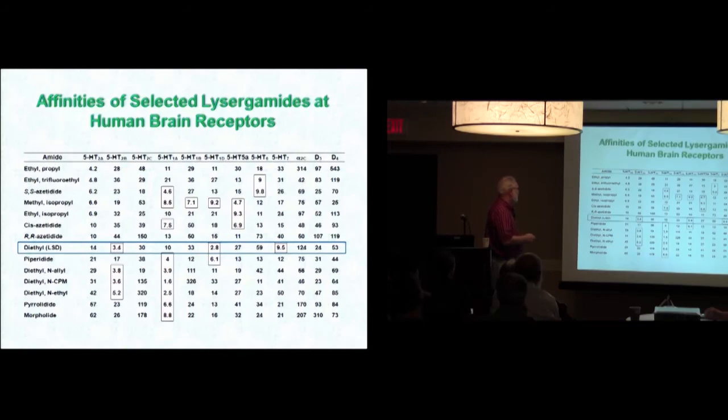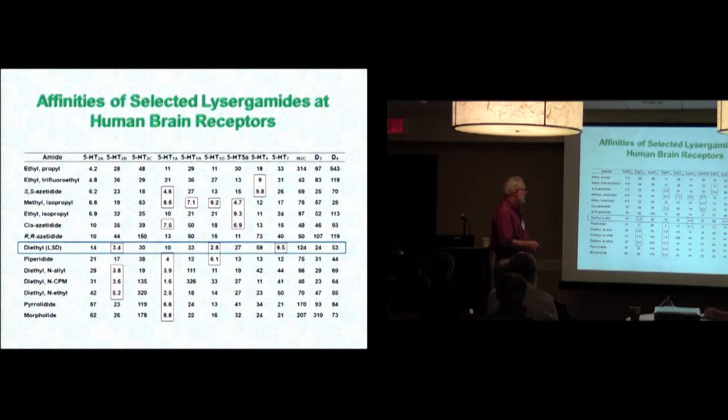The S-azetidide we published on years ago, and I'll show you a slide with that. Methyl isopropyl, lamid, ethyl isopropyl, cis-azetidide, the piperidide, and then some N-allyl, cyclopropylmethyl ethyl, diethyl, pyrrolidide, morpholide. These are sorted in order of decreasing affinity for the 2A receptor using ketanserin as a ligand. I just got these data about a week ago, and they're now running these with DOI as a radioligand, so we'll get higher numbers. But here's LSD down here in the middle, and some of these others look much more potent.